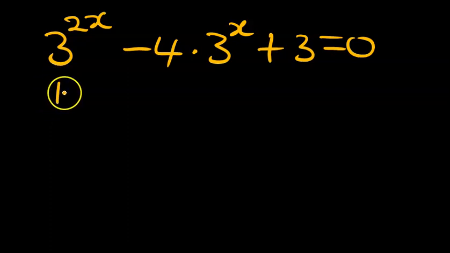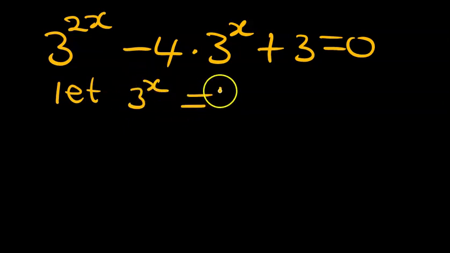Now, the only trick that is going to work for us here in order to solve this exponential equation is to let 3 to the power x equal k, meaning we are going to use a method which is called the k method.